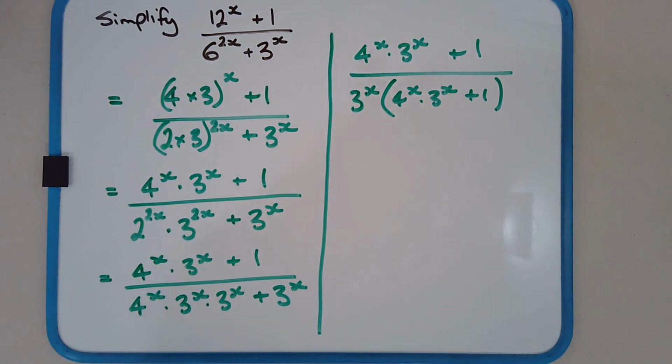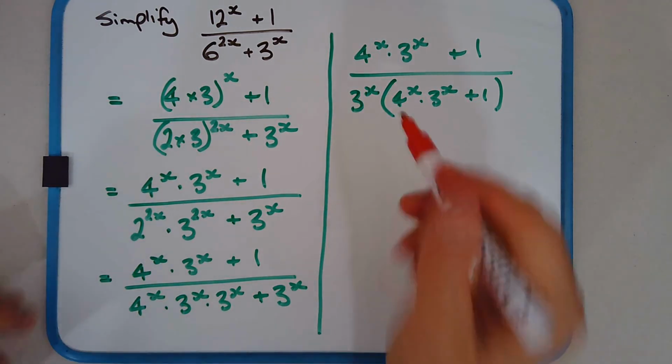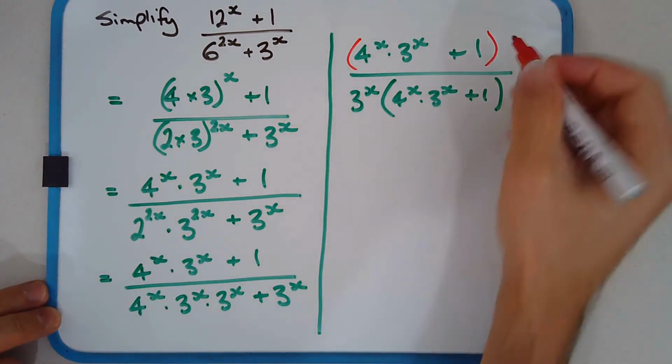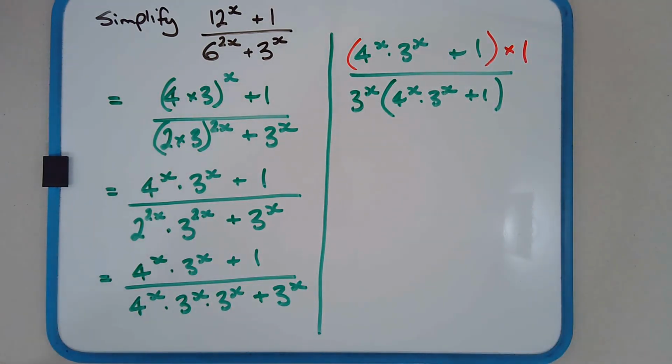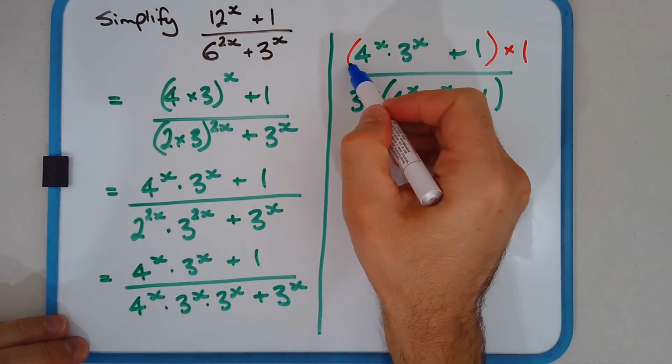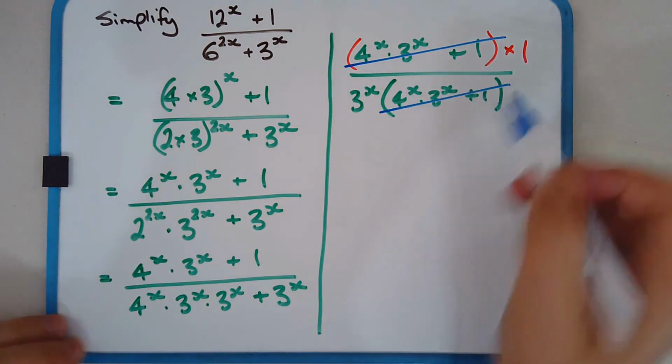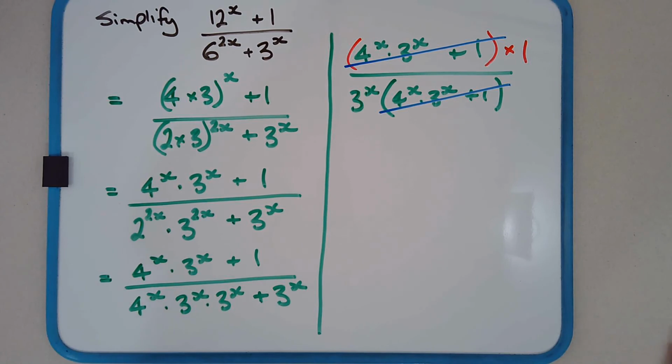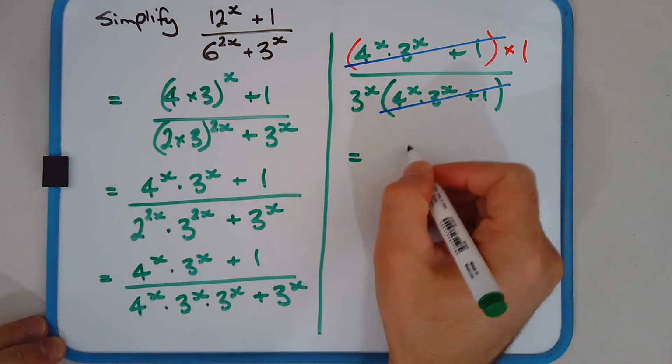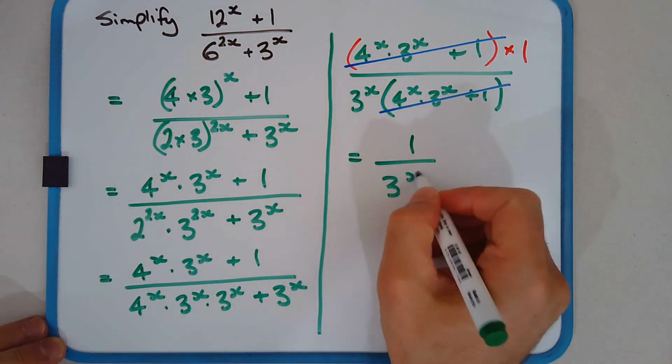Can we potentially simplify or cancel something in the numerator with something in the denominator? Something that can simplify to 1. And of course there is. In fact, if you factorize 1 out of the numerator there, we can cross this off with that. And we are left with 1 over 3 to the x.